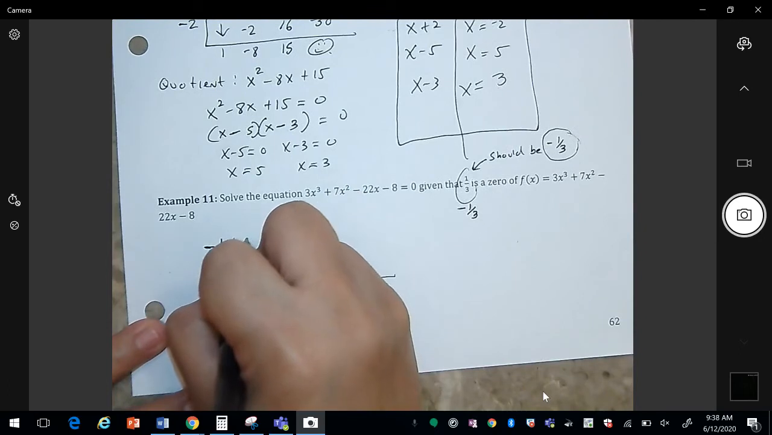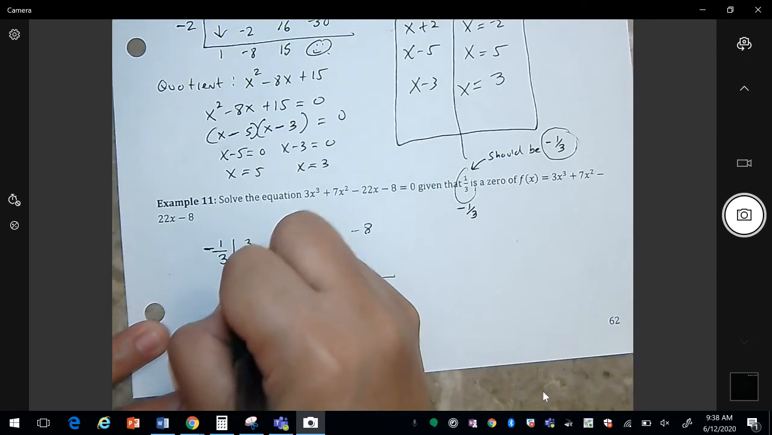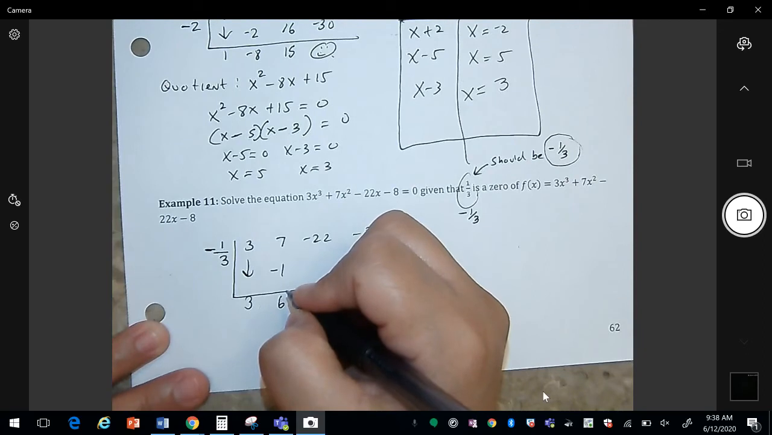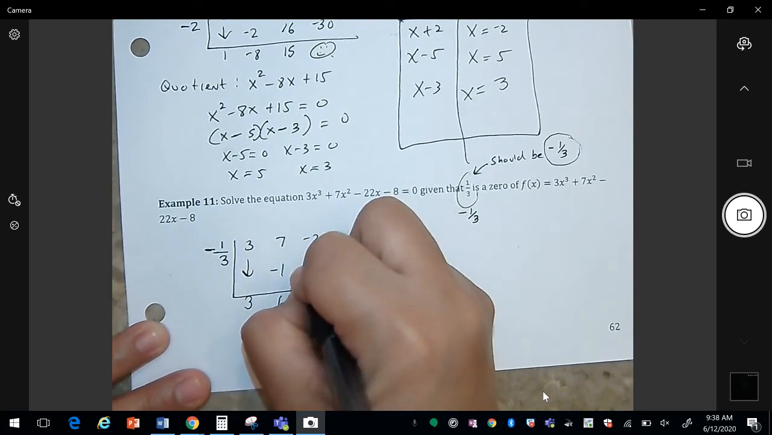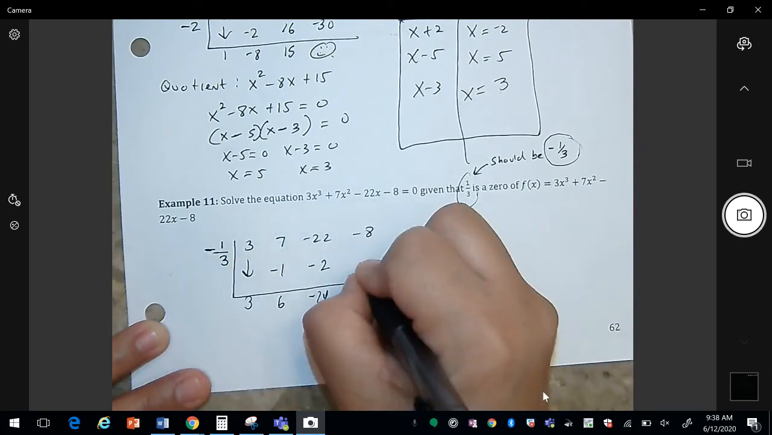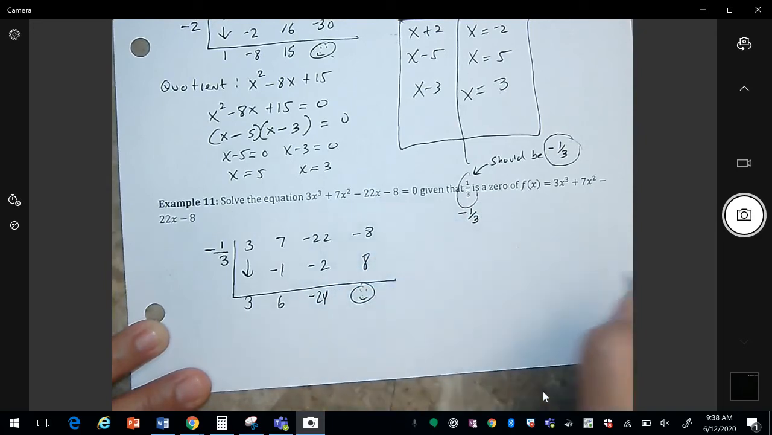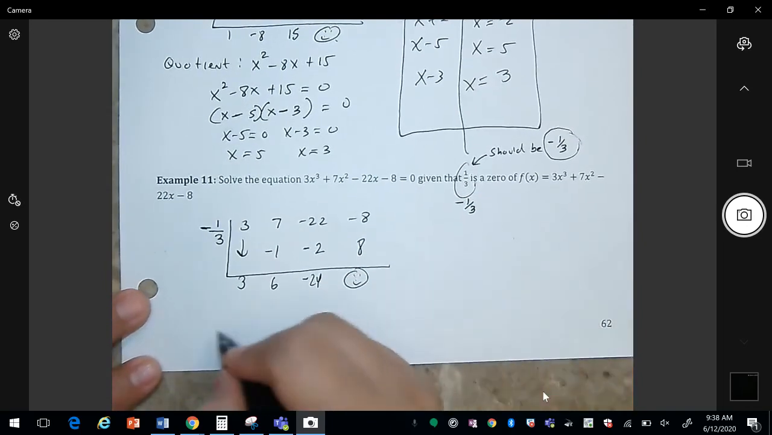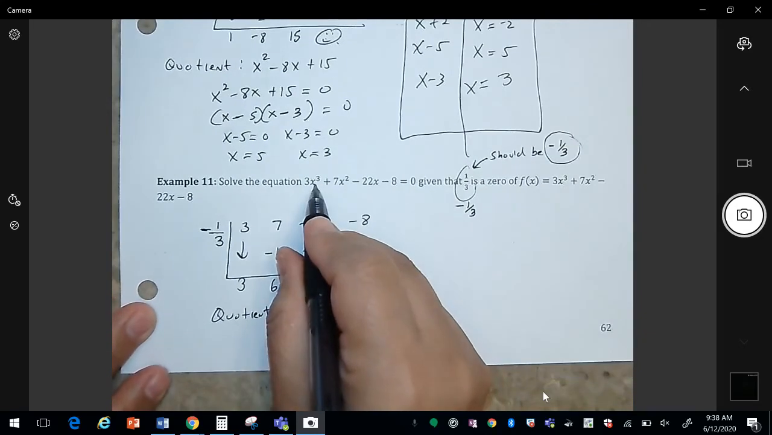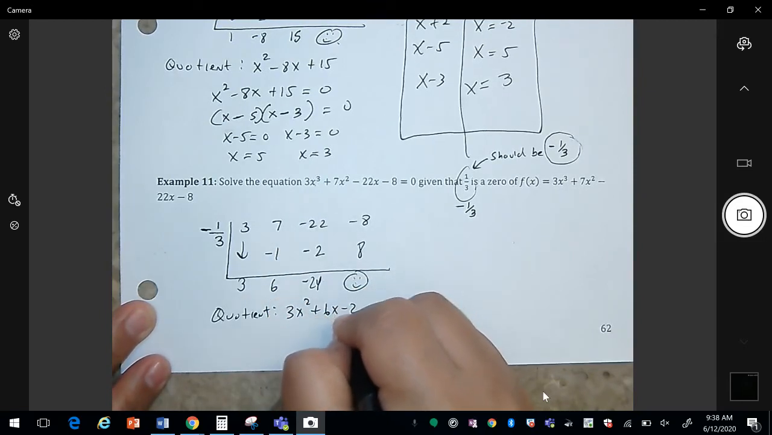So my coefficients are 3, 7, negative 22, and negative 8. Bring down the 3, times negative 1/3 is negative 1. 7 plus negative 1 is 6, times negative 1/3 is negative 2. Plus negative 22 is negative 24, times negative 1/3 is going to be positive 8, giving me a 0. Okay, my quotient. So 1 less power is 2. So we're going to have 3x squared plus 6x minus 24.